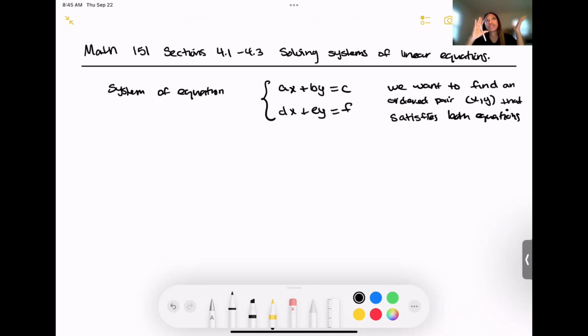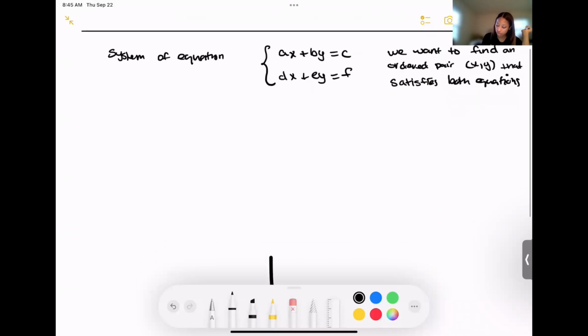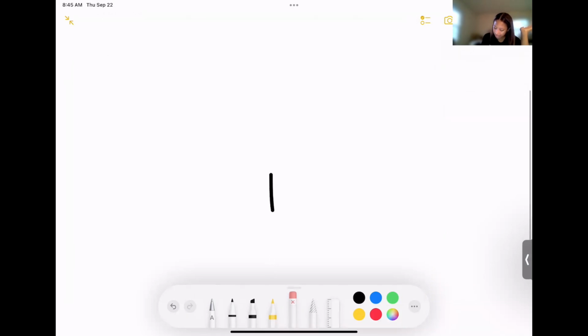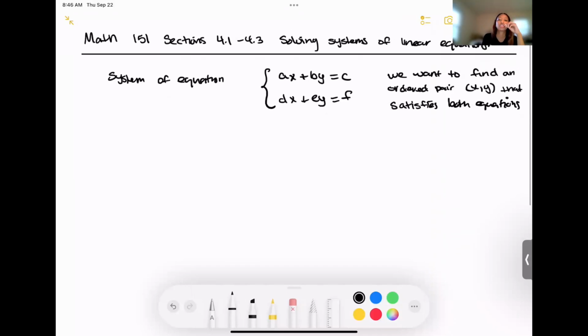Before we jump into how to do this algebraically, I want us to just think about what the possibilities are for how our two lines can interact with each other. And I think the best way to do that is to draw it. So the best way to illustrate this is to draw out our three possibilities for how two lines can interact with each other.